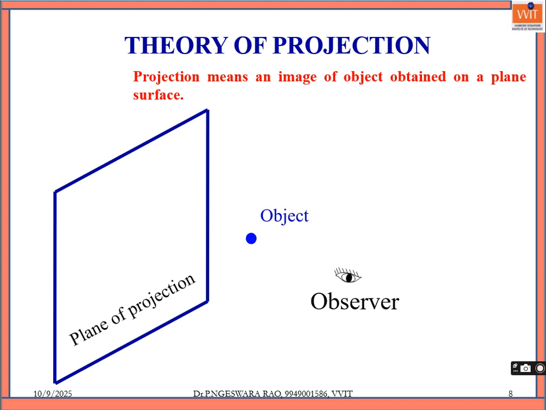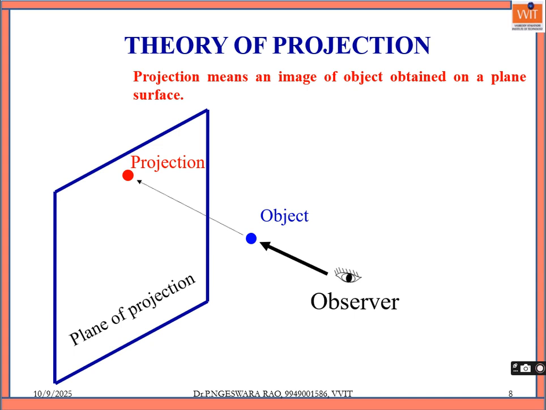So when the observer, or the light source, sends light rays, or when we view the object with our eye, we will get the shadow of this object on some plane, which is what we call the plane of projection. This shadow is what we call projection. Simply, it is called projection, or image, or shadow.